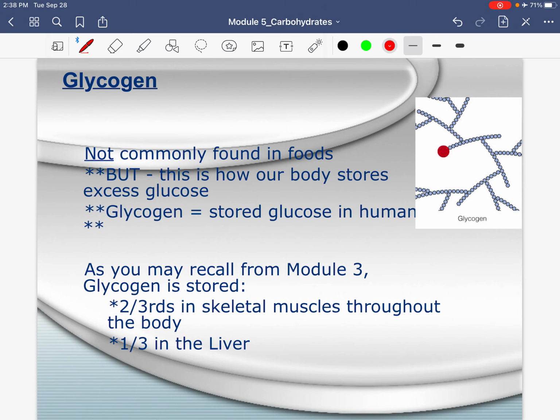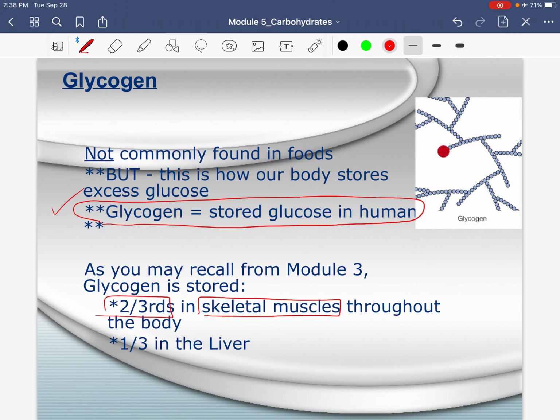For us, glycogen is stored glucose. This is where we store our glucose. We talked about this in Module 3. 2/3 of our glycogen is stored in skeletal muscles. Review that. And 1/3 of our glycogen is stored in the liver.